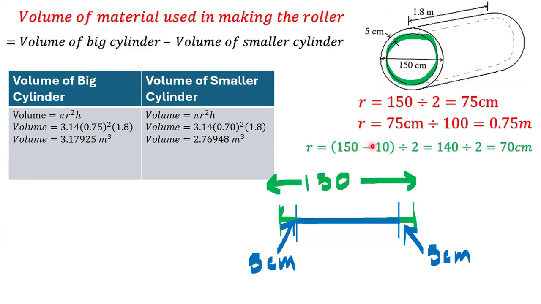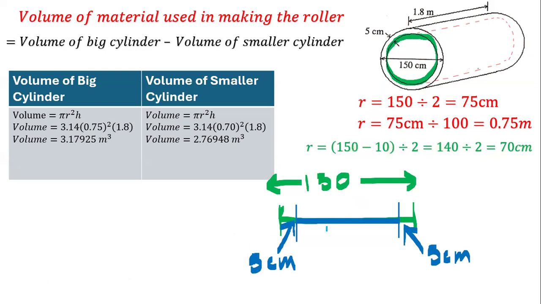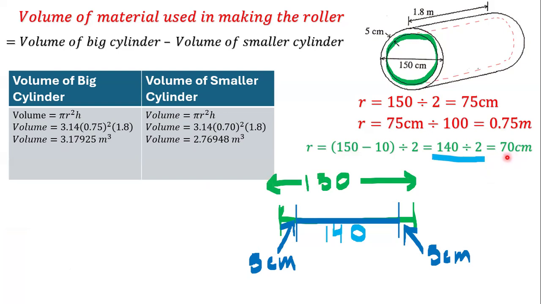And so 150 minus 10 is 140, and that's what this is. This right here, the blue part, is 140. But we want half of 140 because we want the radius. And so the radius is going to be 140 divided by 2. And 140 divided by 2 is definitely 70 centimeters.